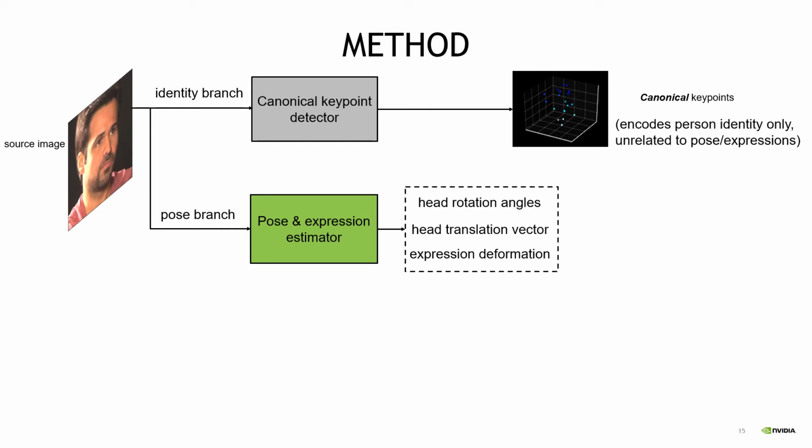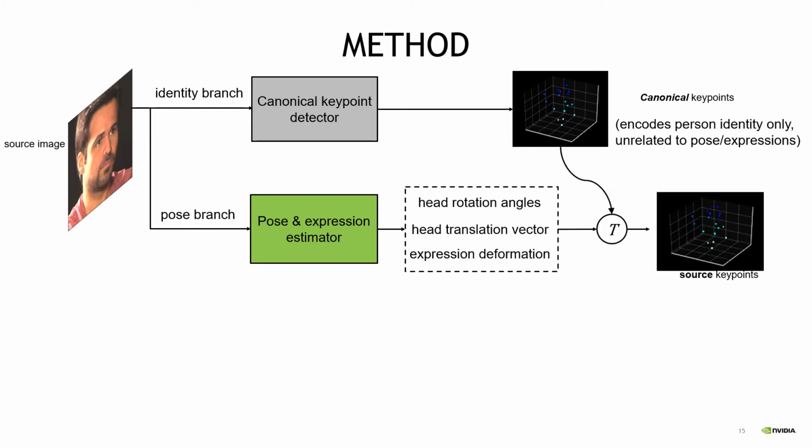So this gives us the head rotation angles, 3 numbers, head translation vector, 3 numbers, and expression deformations, a set of vectors that represent the deviation of the canonical key points due to expression. Now, by combining the canonical key points with this head rotation angle, head translation vector, and expression deformation, we have the 3D source key points.